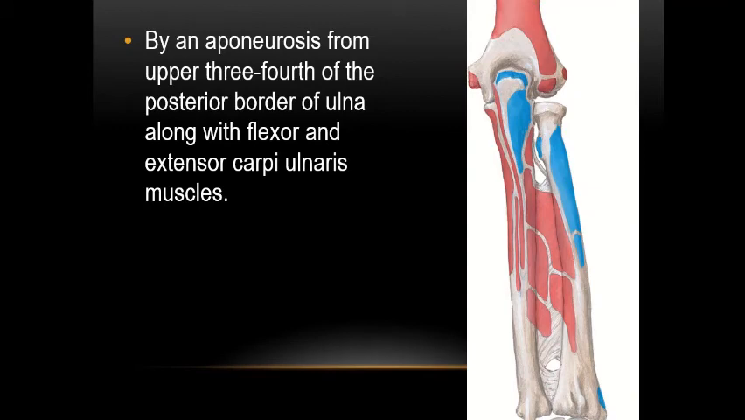Other fibers come in the form of aponeurosis, aponeurotic fibers coming from the upper 3/4 of the posterior border of ulna, shared with flexor and extensor carpi ulnaris muscles. So here we have seen flexor carpi ulnaris, and here you can see the extensor carpi ulnaris, and here you can see the flexor digitorum profundus muscle.